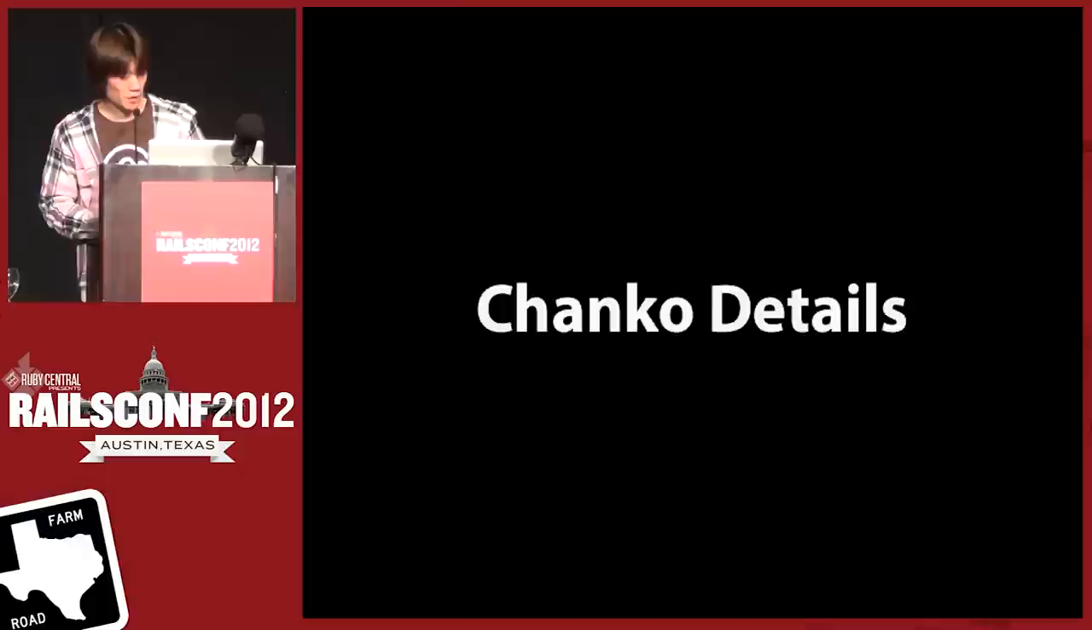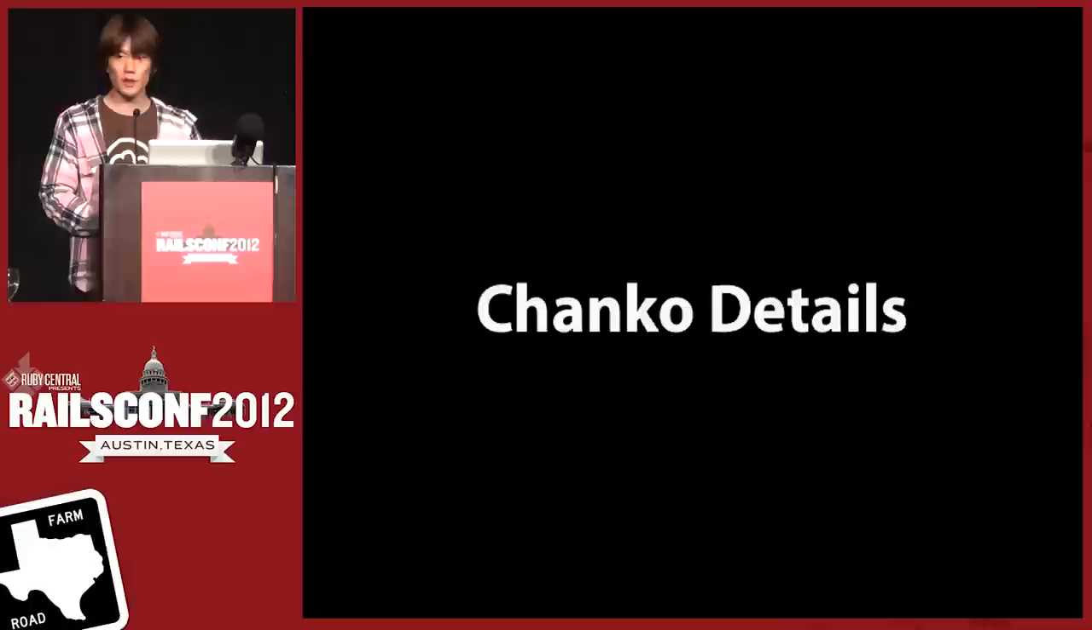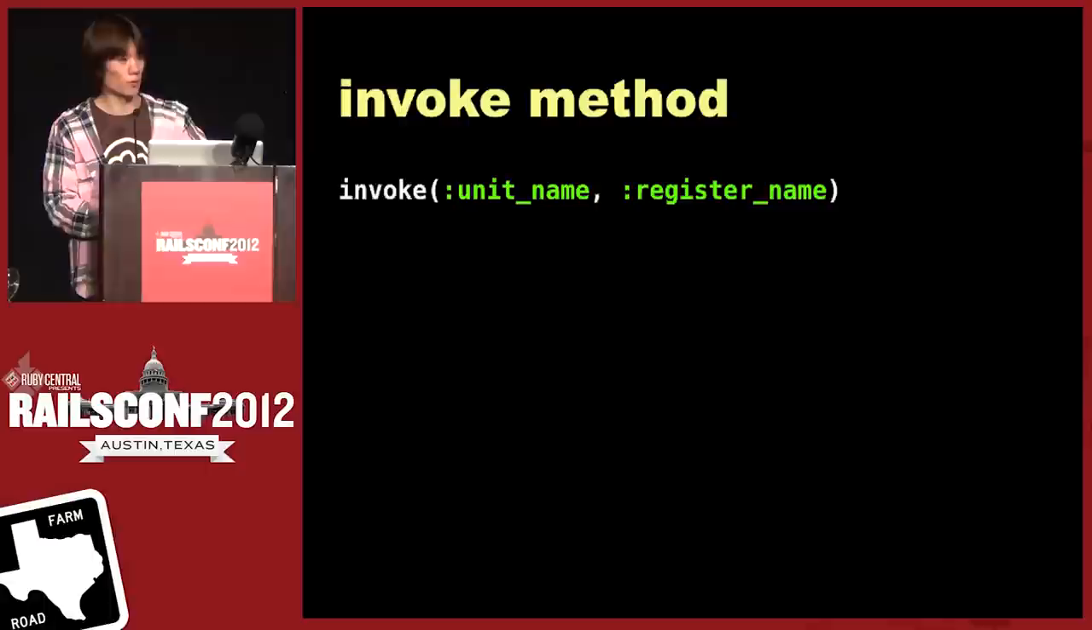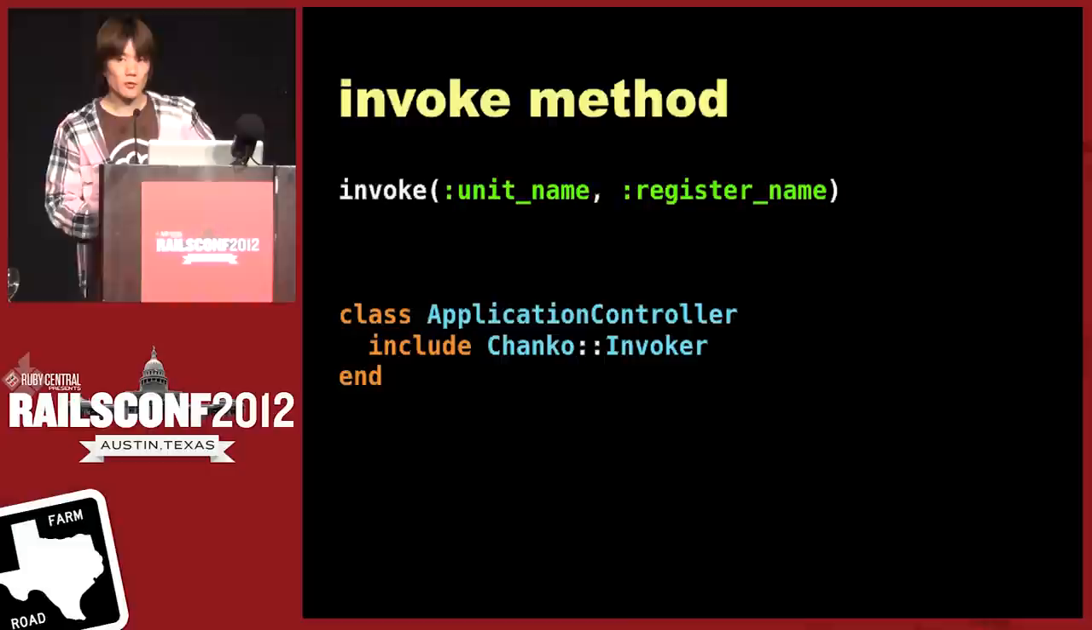Next, let me explain in more detail how to use Chanko and what other things you can do with it. First, the invoke method. The invoke method is at the heart of Chanko and is used to activate new features, as I showed you in the demo. Before using the invoke method, you need to include the Chanko invoker module in the class where it's used, such as application controller.